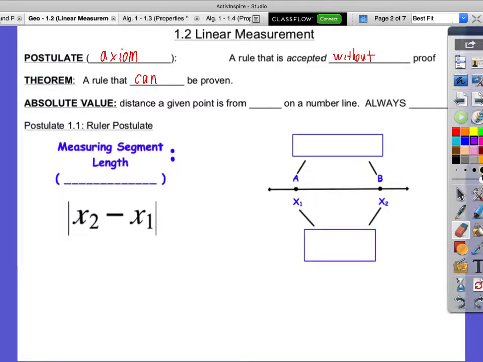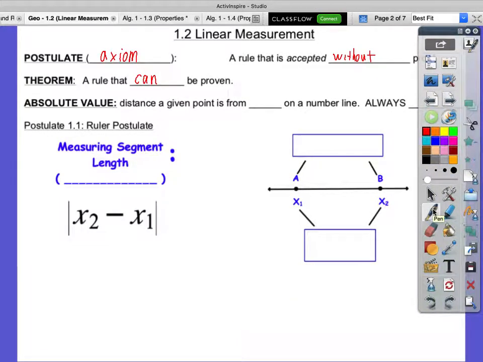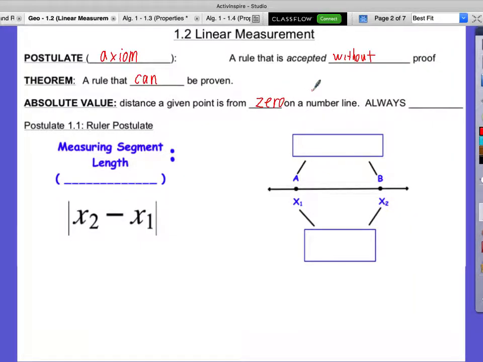So absolute value, okay? We know what absolute value is. It's the distance that a given point is from 0 on a number line, and it is always positive. You guys might need to write that below because you don't have the blank on the right of that because it dropped off. So absolute value is how far a number is from 0. That's why it's always positive, because even -5 is how far from 0?